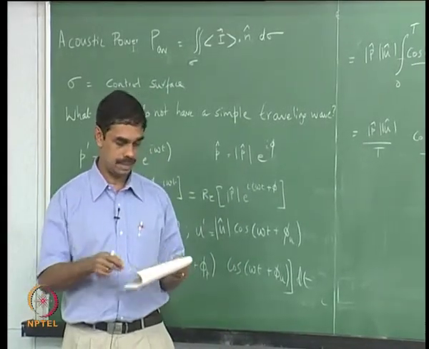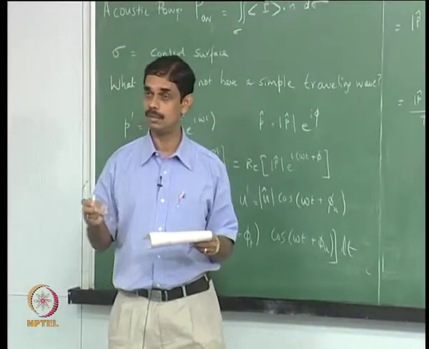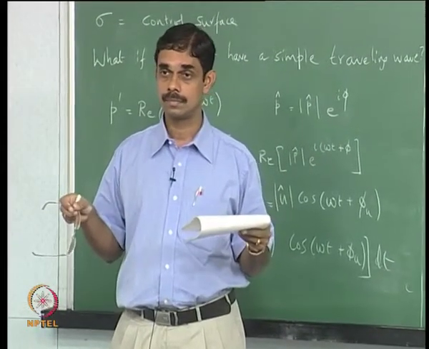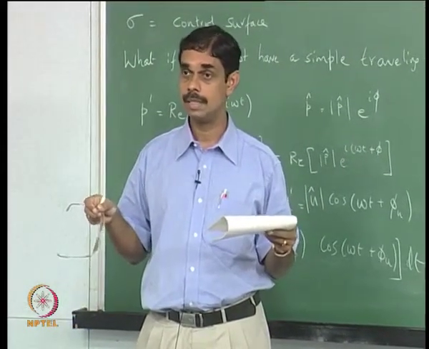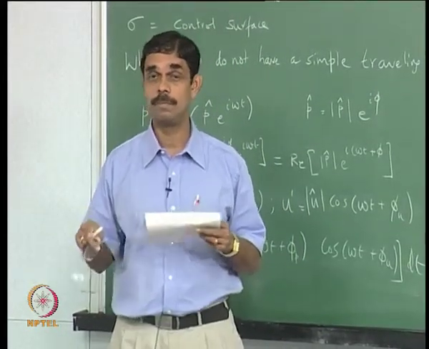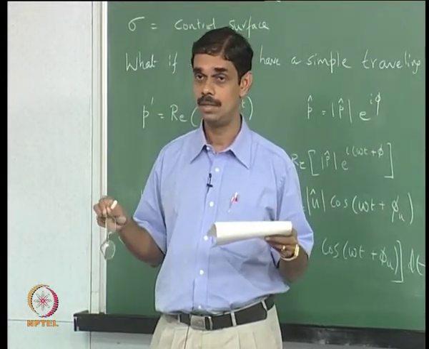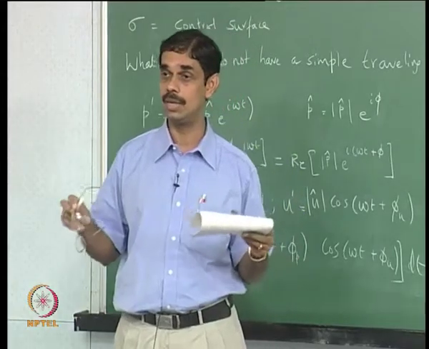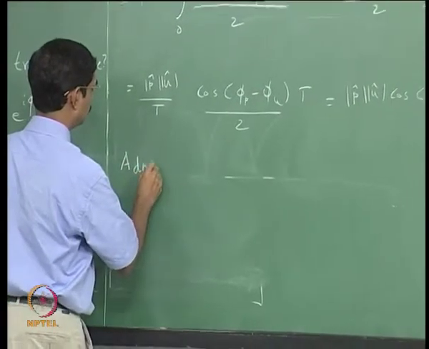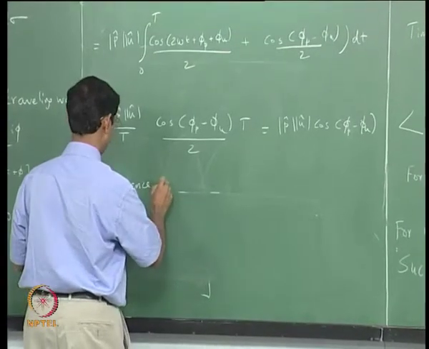Now we can actually define a quantity called admittance, which is the reciprocal of impedance. We talked about impedance earlier, and what was the definition of impedance? What was impedance? Yes, so in the frequency domain, it is p hat by u hat. So you can similarly define admittance, u hat over p hat. It is similar to conductance in electrical engineering.